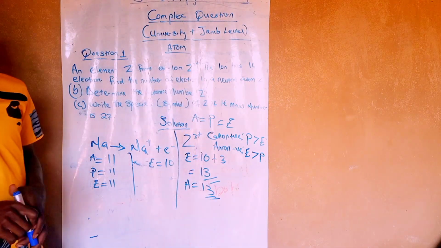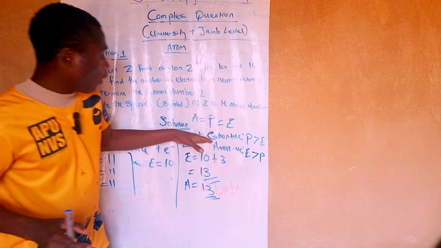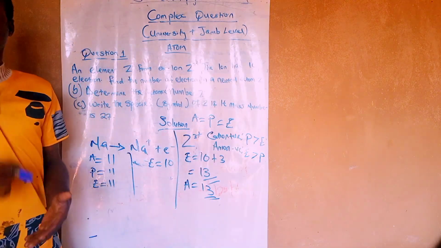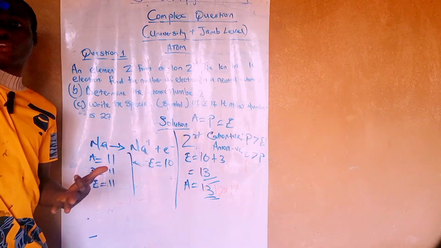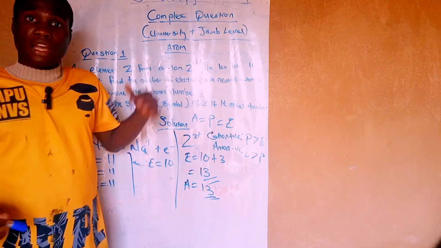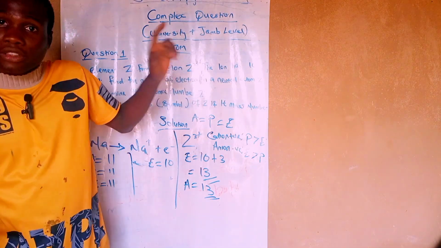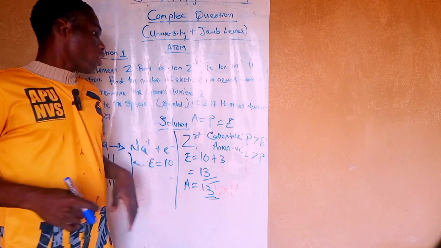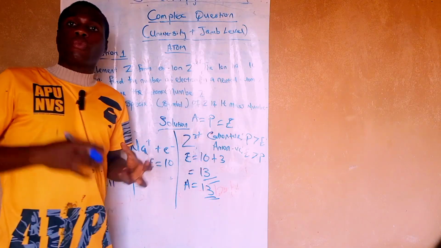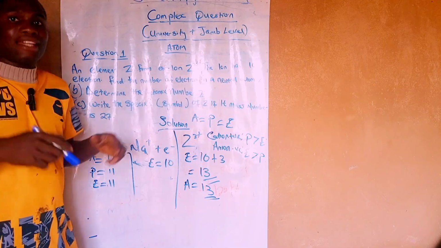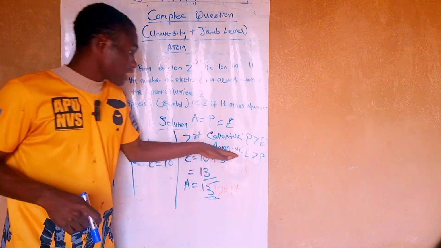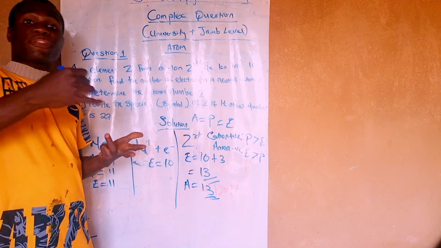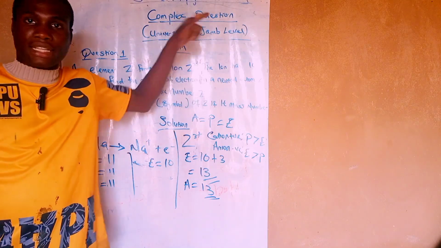What is a cation? A cation is formed when an atom loses an electron, while an anion is formed when an atom gains an electron. So that is for anion. But when it comes to cation, the cation is formed when an atom loses an electron.